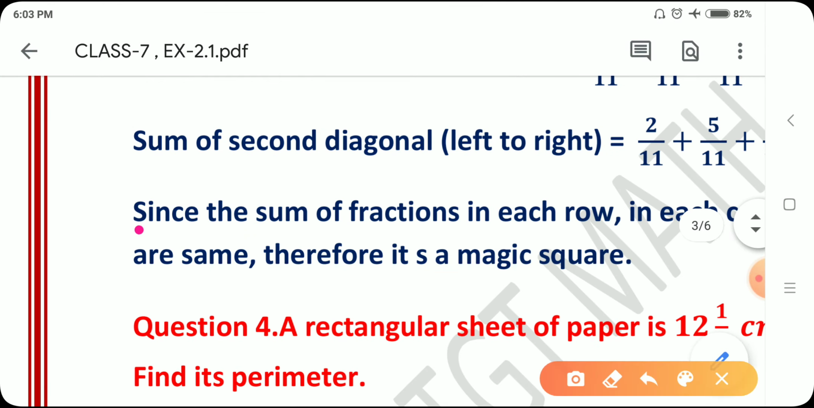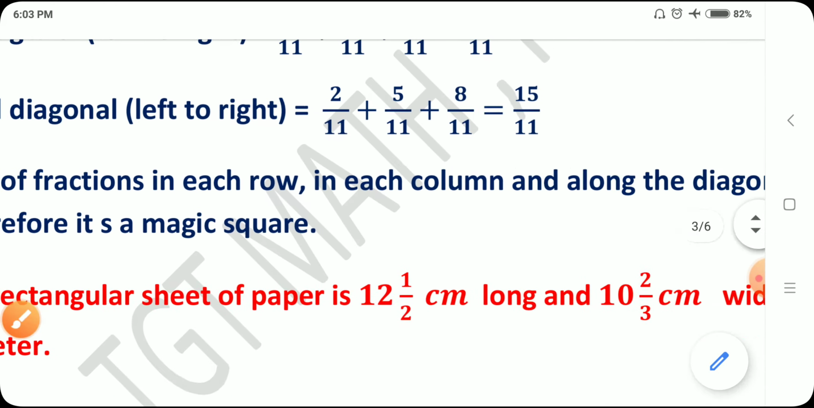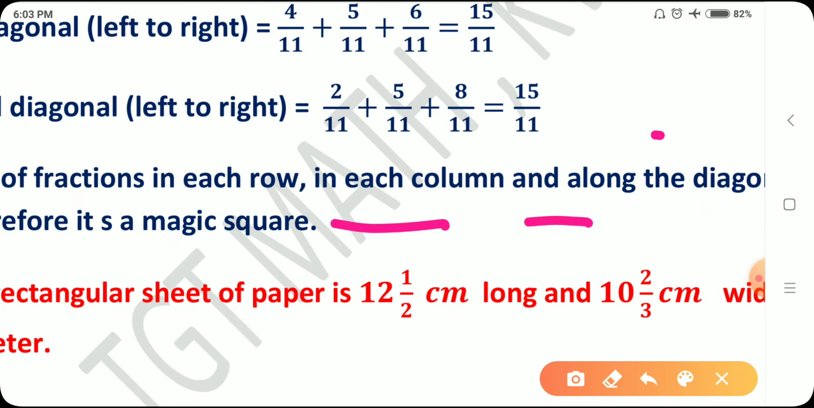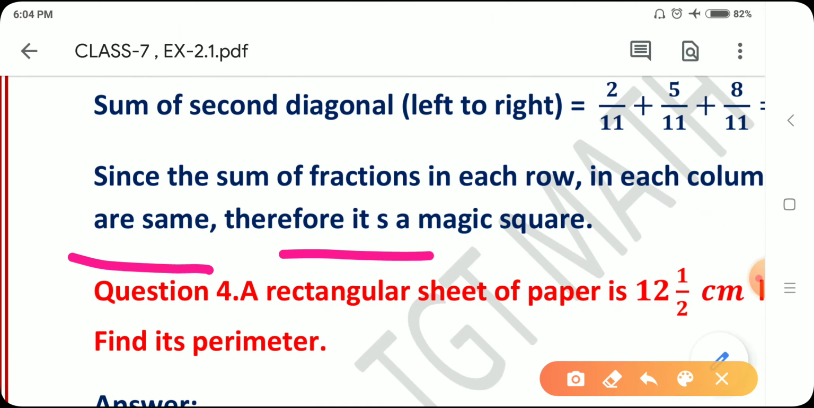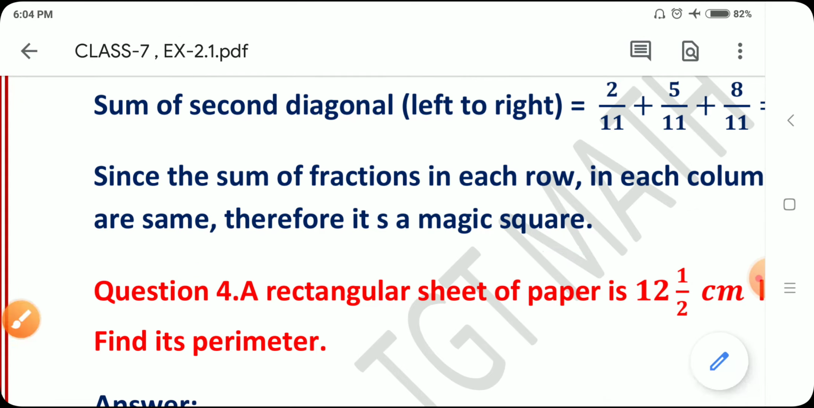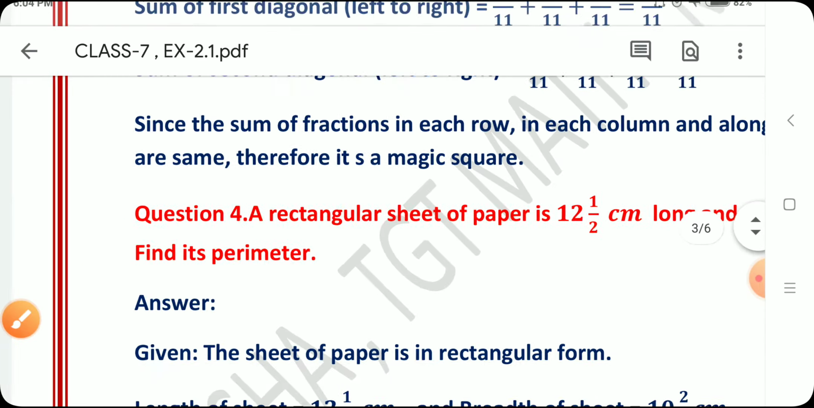So you will write, since the sum of fractions in each row, in each column and along the diagonal are the same, therefore it is a magic square. Okay, now question number 4.